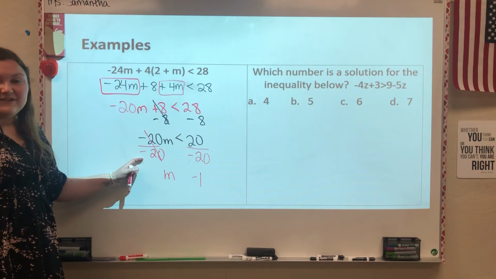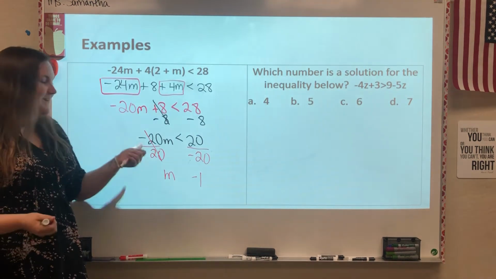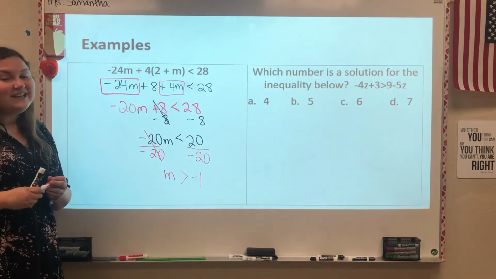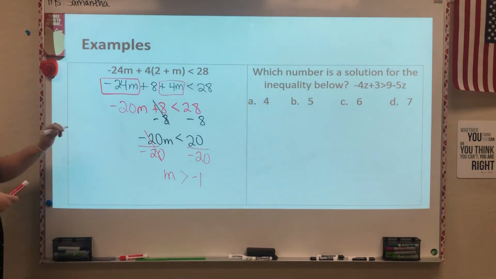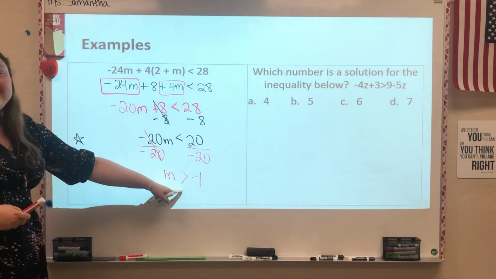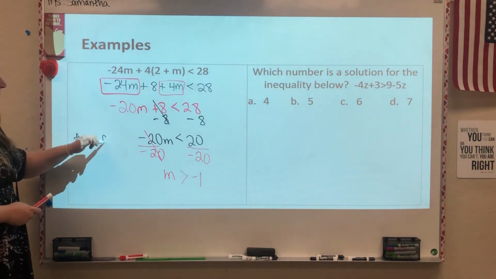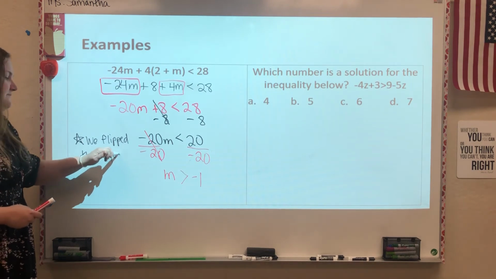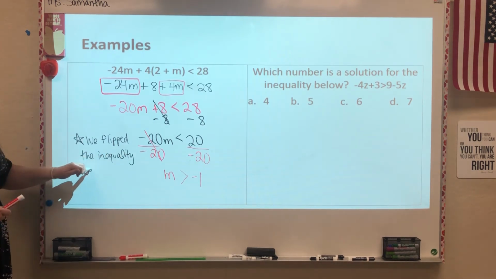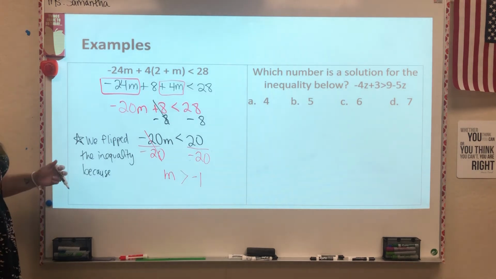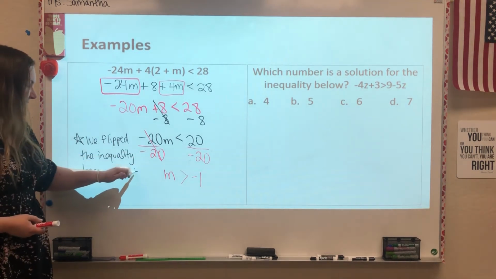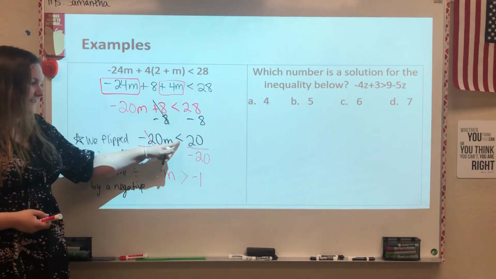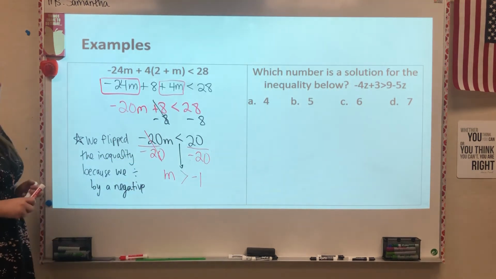Well, we divided by a negative. Remember, we just said if you multiply or divide by a negative number, that inequality sign needs to change. Did you say m is greater than negative 1? I hope so. If not, my advice, write yourself a little note. Why did that change? We could use the word flip. We flipped the inequality because we divided by a negative. Help future you know why we changed that inequality sign there.